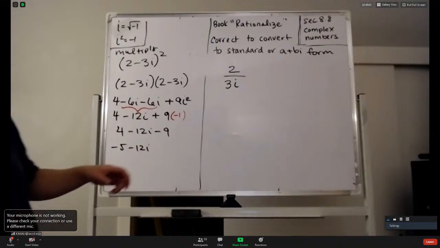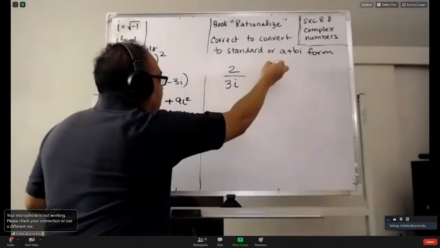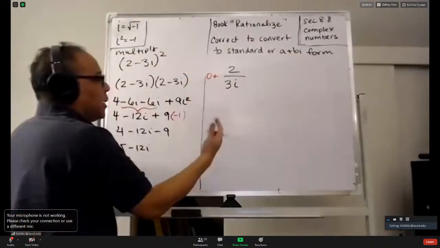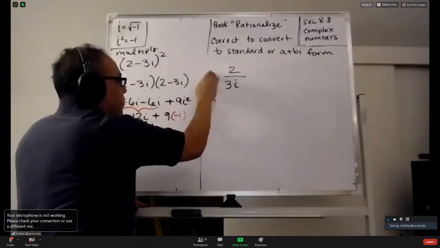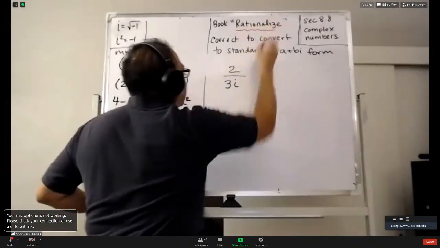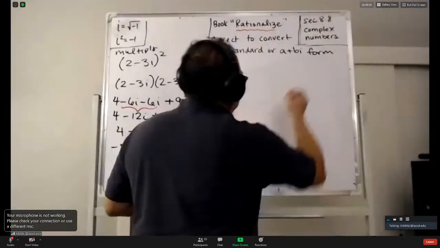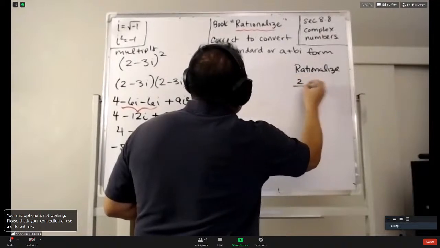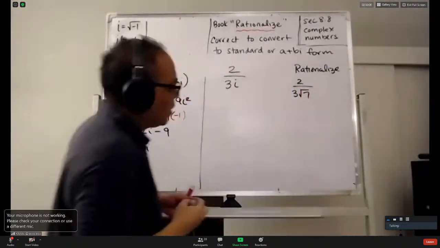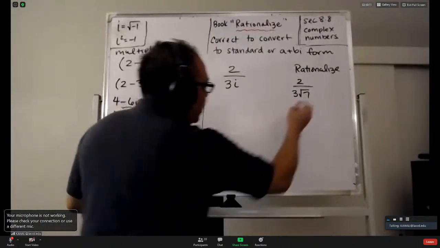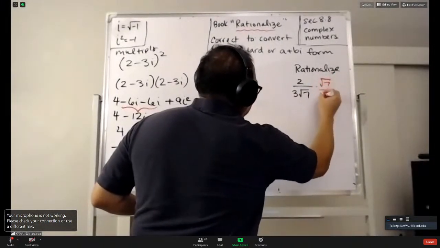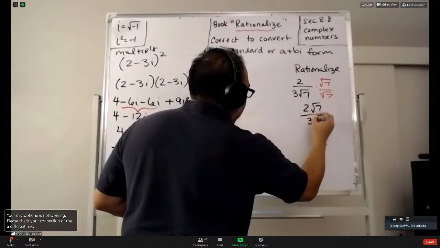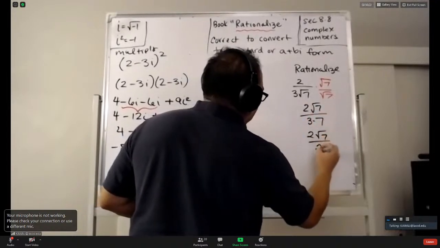Technically, this is not in this form, because even if you put a 0 over here, this i has to be in the numerator. It cannot be in the denominator. The reason they're saying this incorrectly is they're thinking of this problem. The way you would attack that problem is you would multiply by the square root of 7 over the square root of 7, and then I would have 2 square root of 7 over 3 times 7, which is 21.